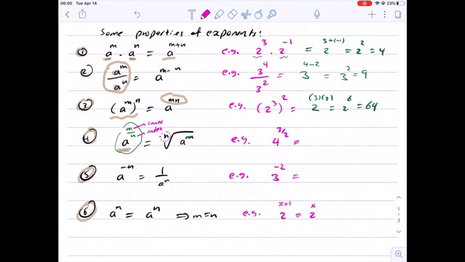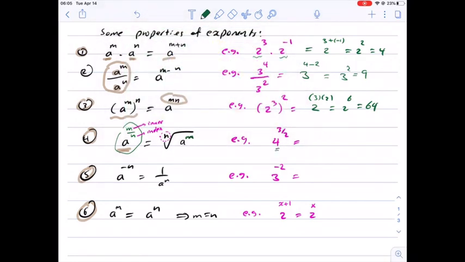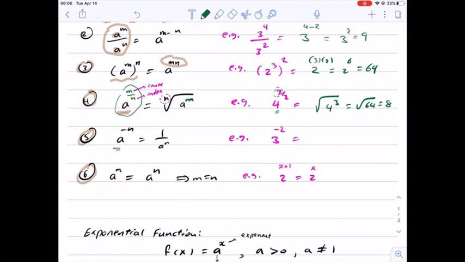When the index is 2, we don't need to write it because that's the smallest index for the square root. This is square root. We don't write the index here because that's the smallest radical. And so, for example, if we have 4 to the power 3 halves, then we can write this as 4 to the power 3, this is the inner value, the inner exponent, over the index. The index is 2, but we don't need to write 2. So this is square root of 64, which is equal to 8.